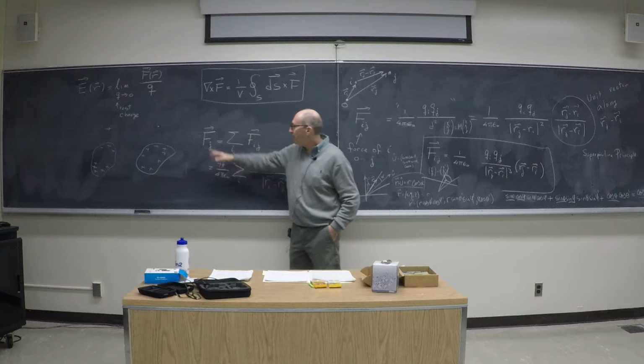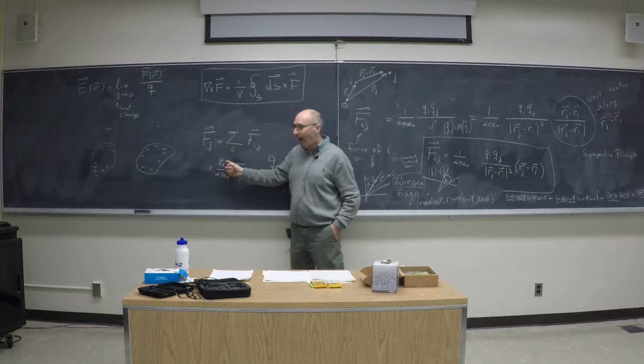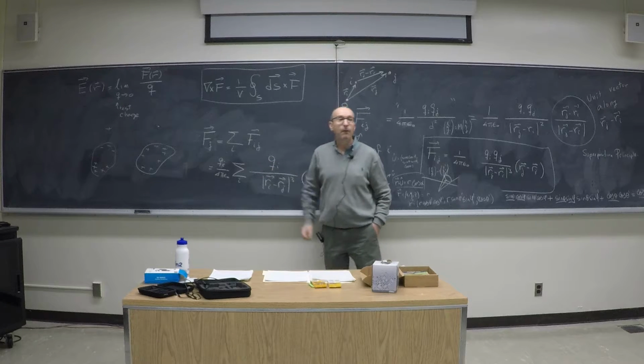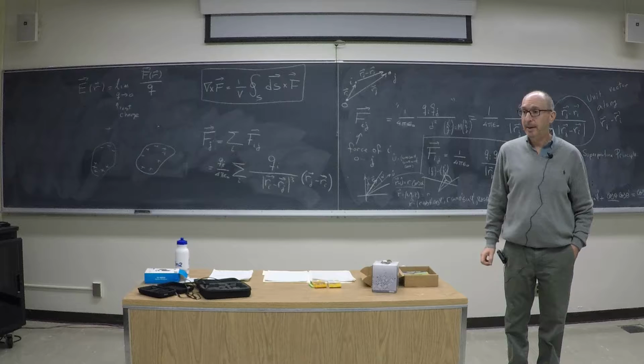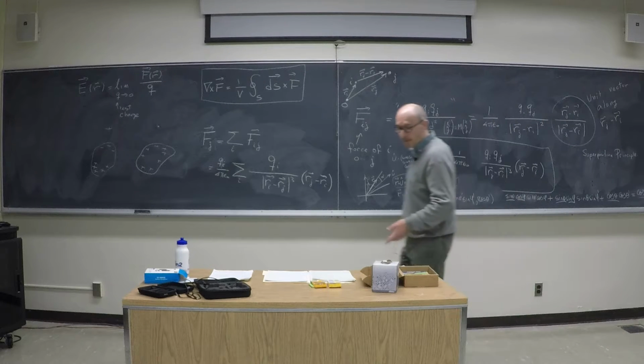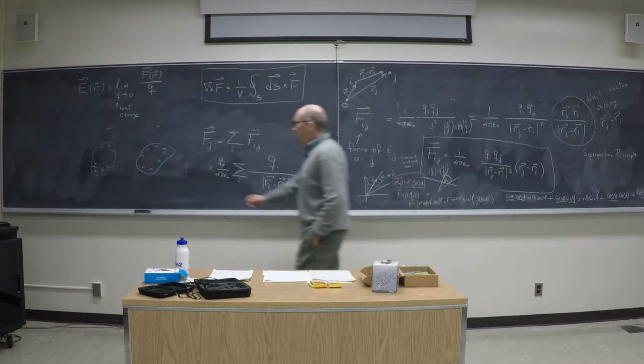So if in this equation I divide F_j over Q_j, I have an explicit expression for the electric field at location r sub j. Is that correct? Let me write that, because that's basically the beginning of everything else.